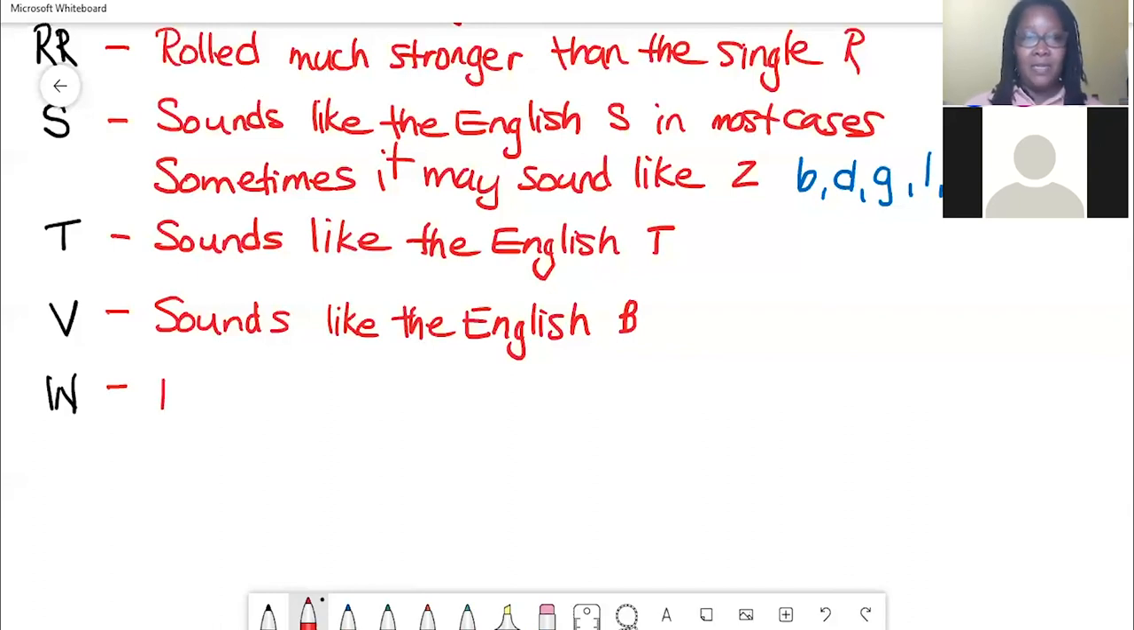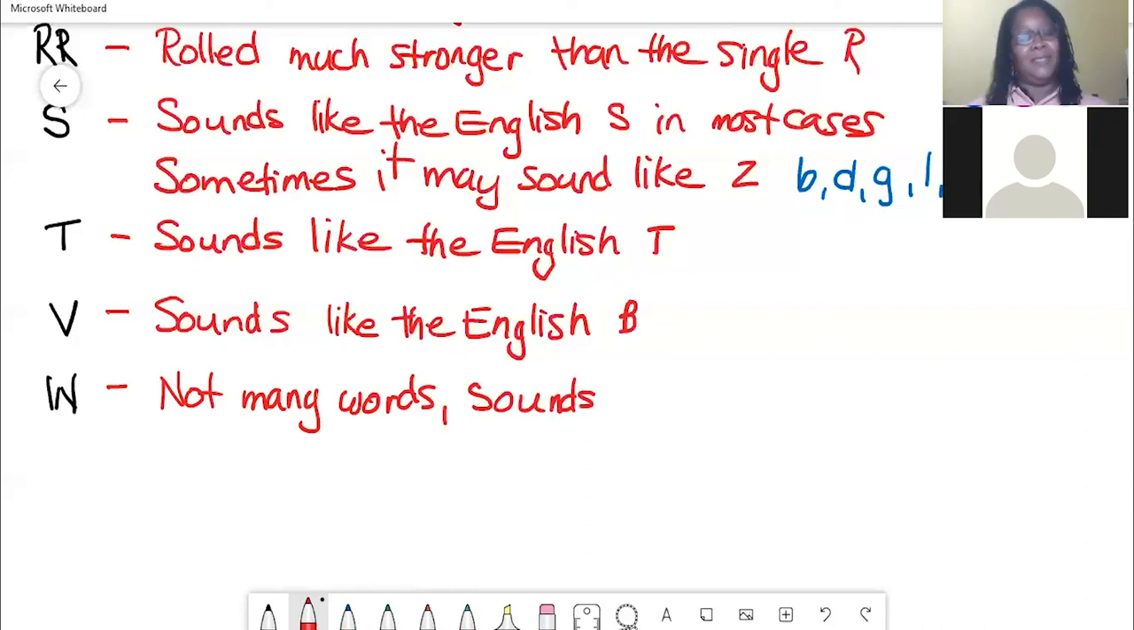So not many words sounds like V, which sounds like B. I know that's maybe sounding like a little bit of a merry-go-round, but you'll get it eventually, don't worry about it. Sounds like V, which sounds like B.